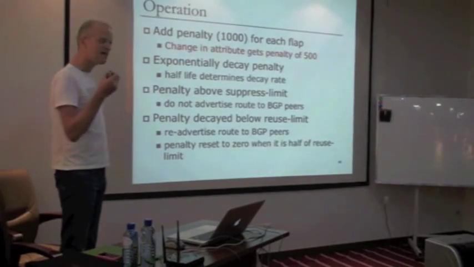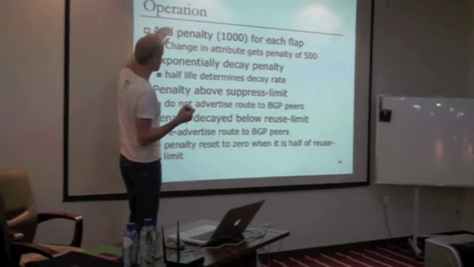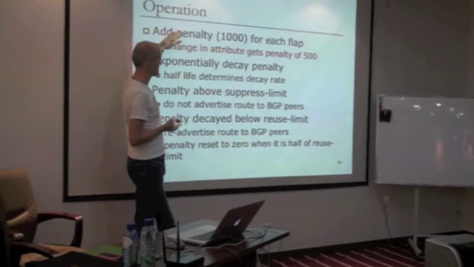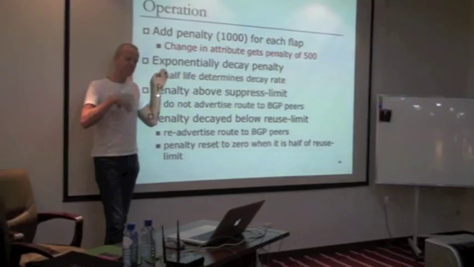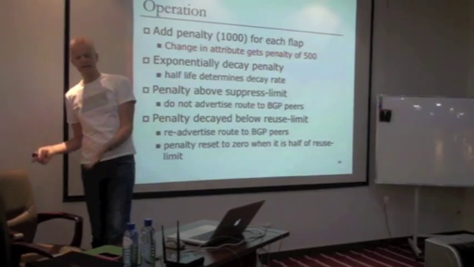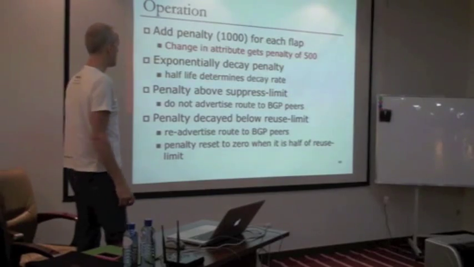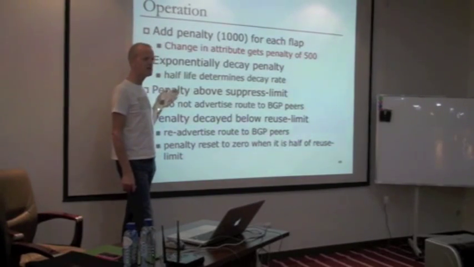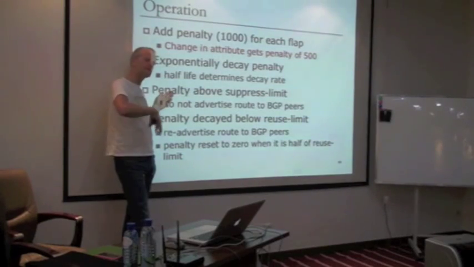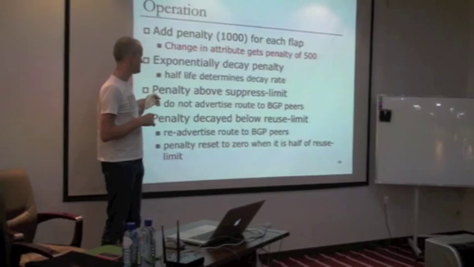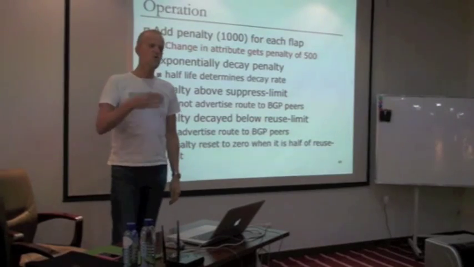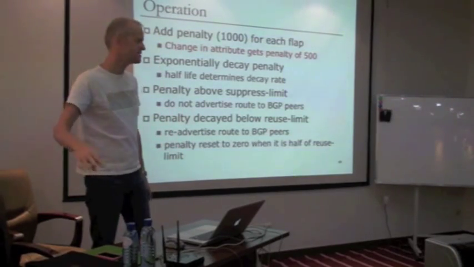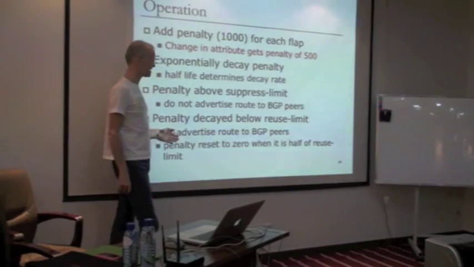Every time a prefix flaps, we add a penalty of 1,000. Any time a BGP attribute changes, we add a penalty of 500. We exponentially decay this penalty, so every minute that passes, the penalty value decays. Once the penalty goes above a predefined limit, we stop announcing the prefix. In other words, once the prefix has flapped too much, we stop advertising it to our neighbors. Once the penalty has decayed below a reuse limit, we re-advertise the prefix again.